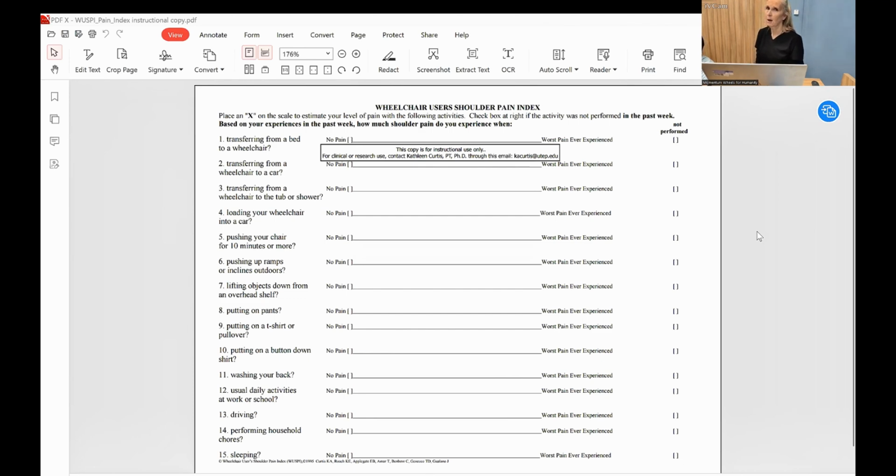Now, with that said, I like it because it's a very functional assessment of shoulder pain in patients with spinal cord injury and those who use wheelchairs. Note that the straight line across is a 10-centimeter line.